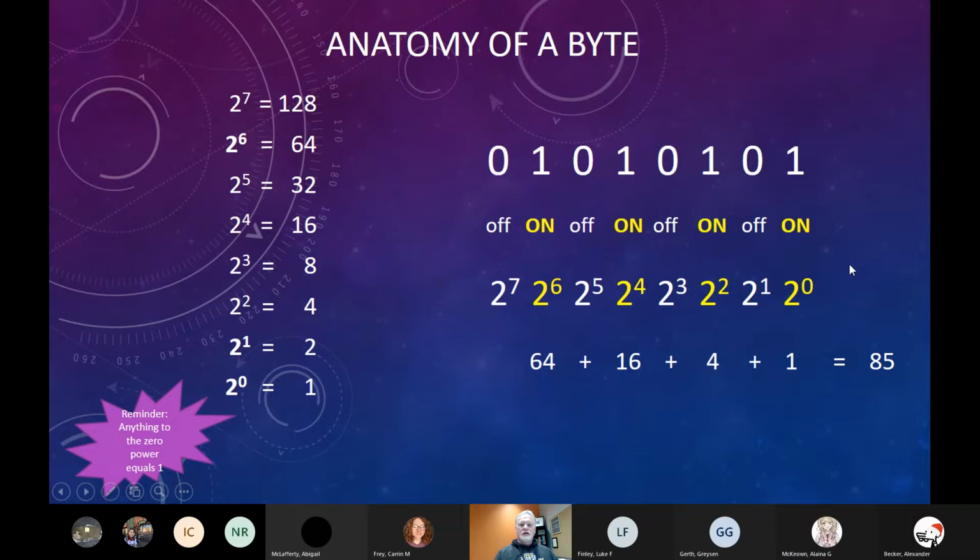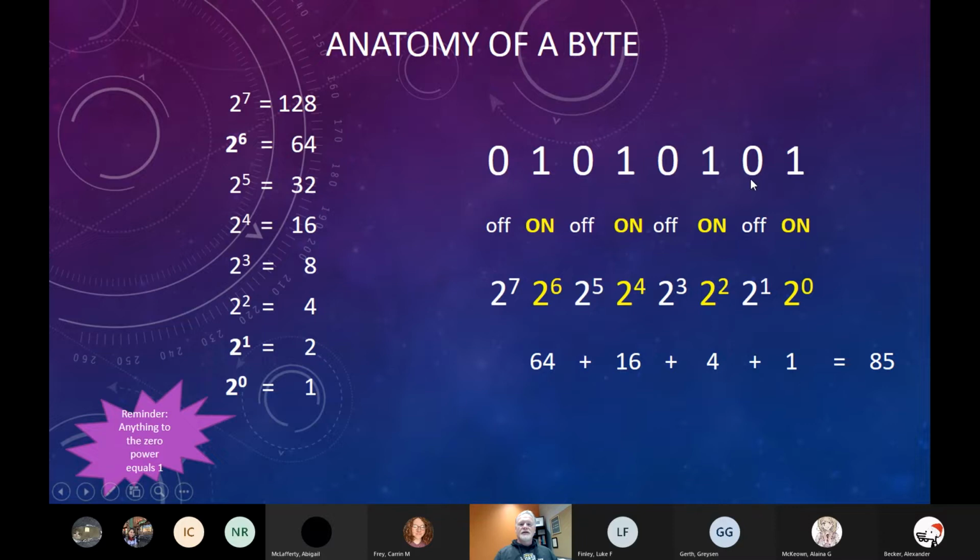So here we've got this byte of information. If you notice, the first place is turned on, the third, the fifth, and the seventh are turned on. When they're turned on, you do the math on each of those bits and add it up. So in this case, 0101, the first bit here is turned on. That's two to the zero, so I want to add a one.